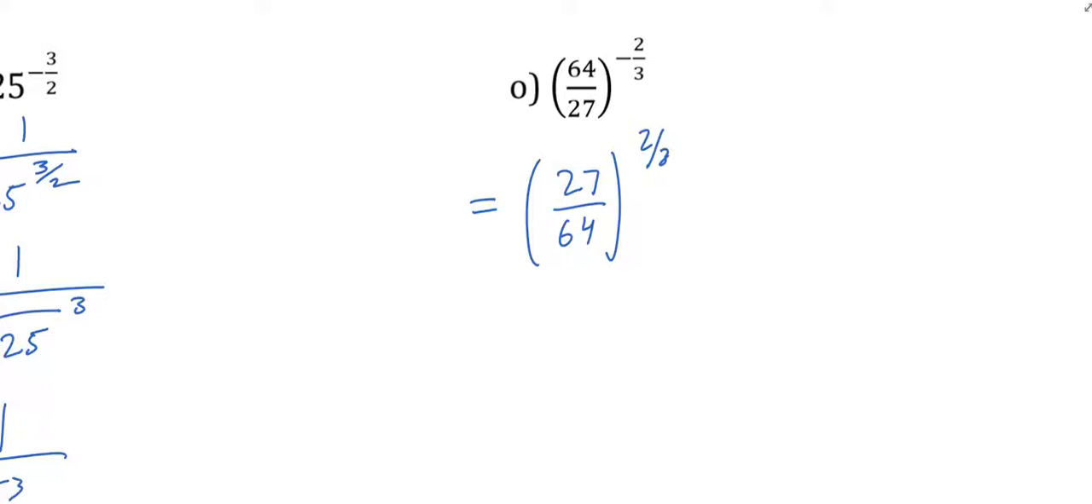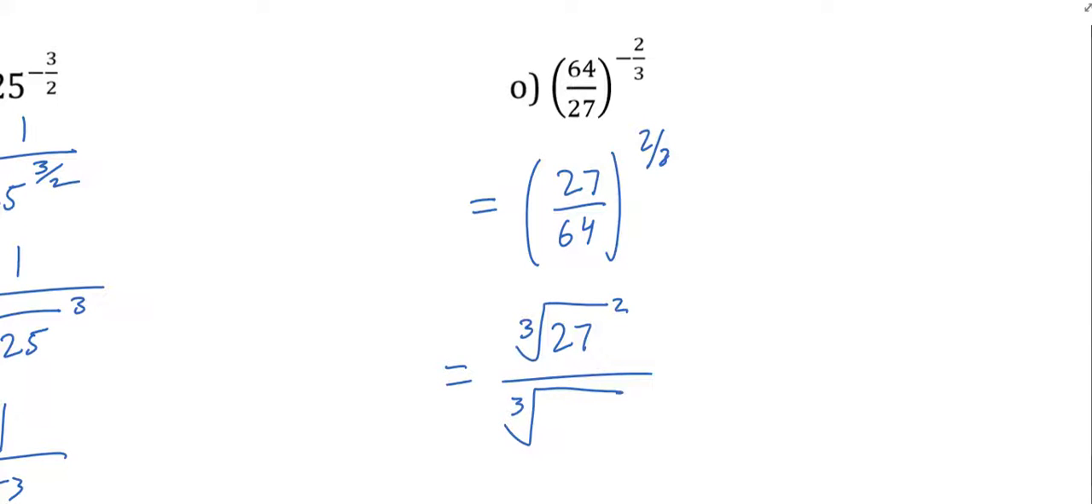Cube root of 27 is 9. Cube root of 64 is 4. 9 squared is 81. 4 squared is 16. Any questions?